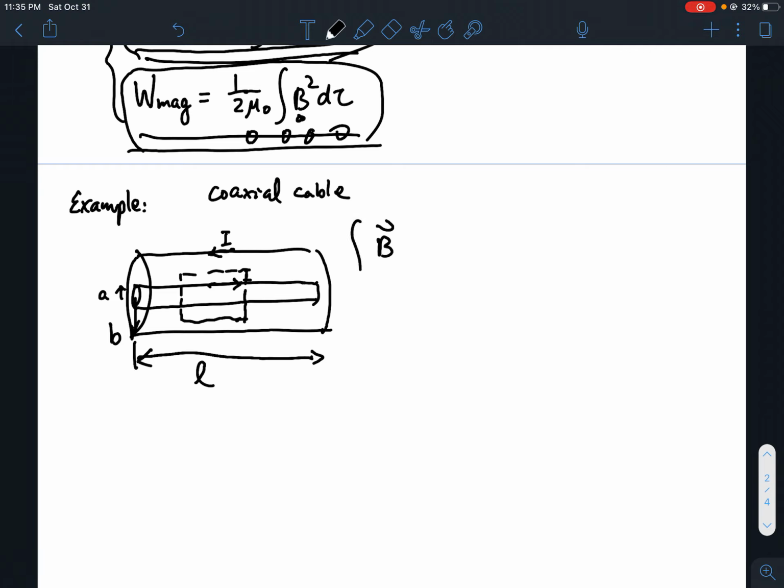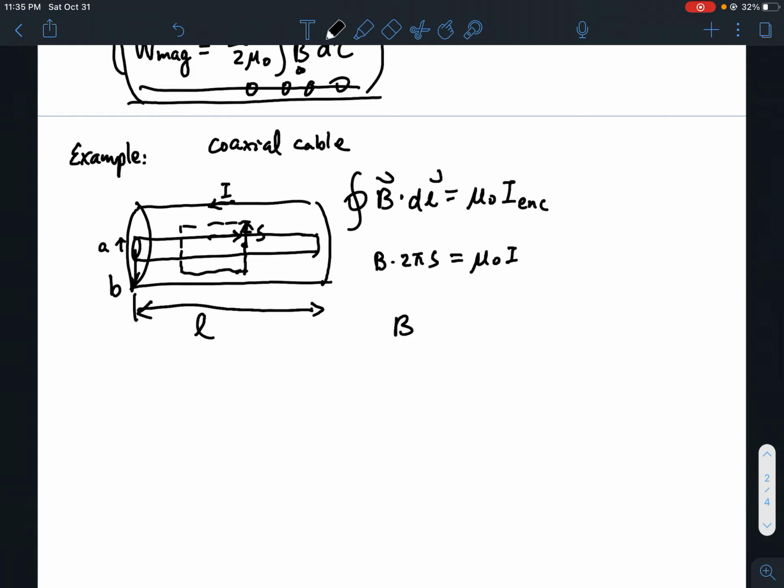So this is really the integral of B dot dl equals mu 0 times I, the current that is enclosed inside this. So this is B times 2 pi s, let us say the distance is s, equals mu 0 I, the current. So we have B equals mu 0 I divided by 2 pi s. And we know the field is along the phi direction. Okay, so that is what we have.